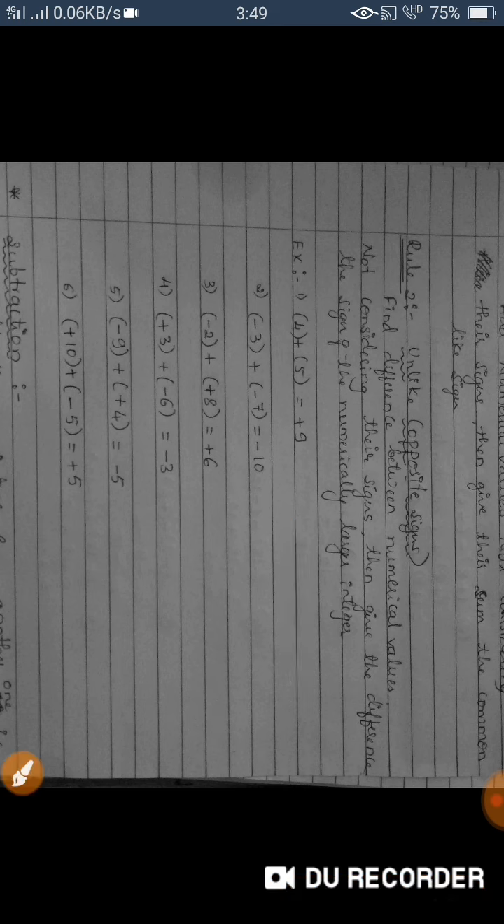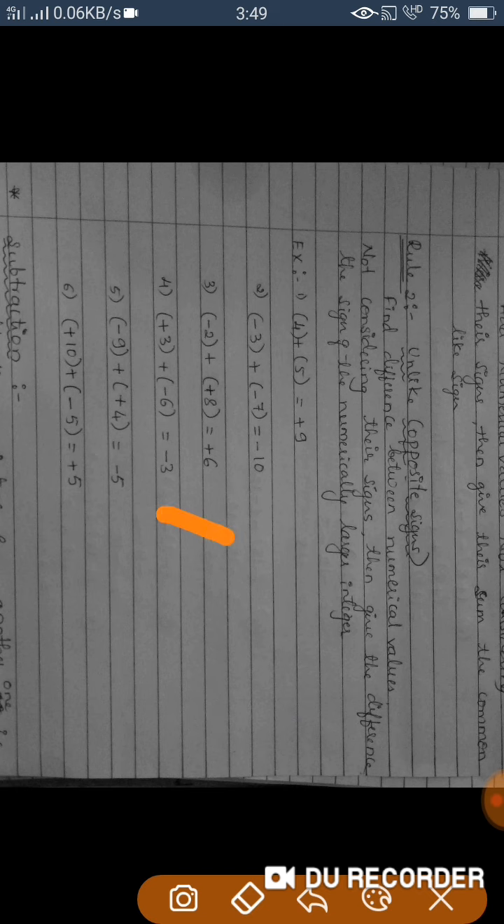So here is the example. Here one is negative, one is positive. The first term is negative, the second term is positive. What have we done? We have taken the difference of the integers. From the bigger number, subtract the smaller number. So which is the bigger numeral? Just concentrate on the numerals, not considering the signs. Here plus 8 is the bigger and minus 2 is the lesser, but consider only the numerals without considering the sign.